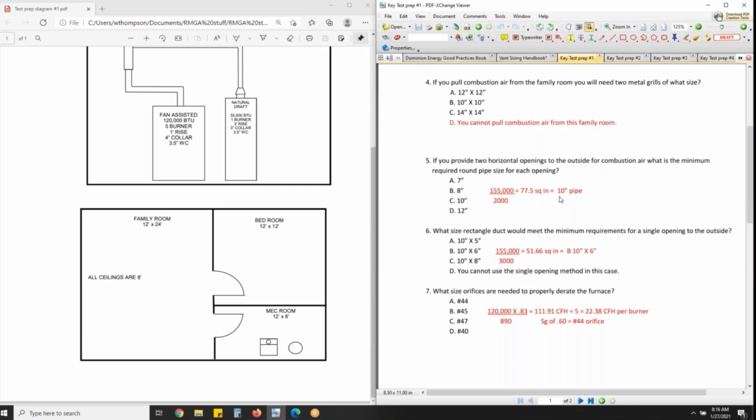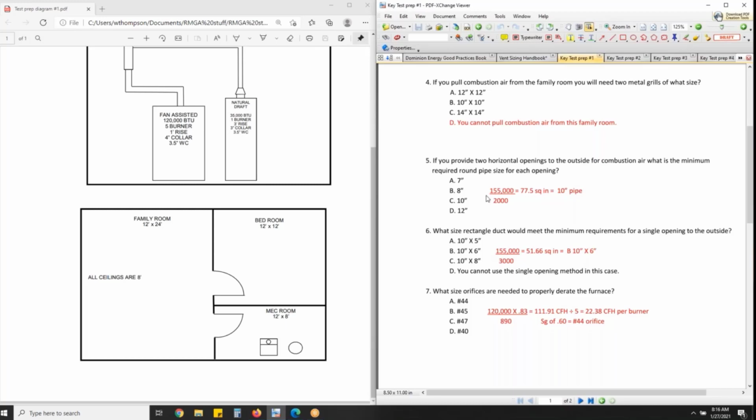So our correct answer is a 10-inch pipe. And here's the formula we used. We had 155,000 total BTUs. According to the code, because we're using 2 horizontal openings, we divide by 2,000. That means we need 77.5 square inches, and a 10-inch pipe will give us that.